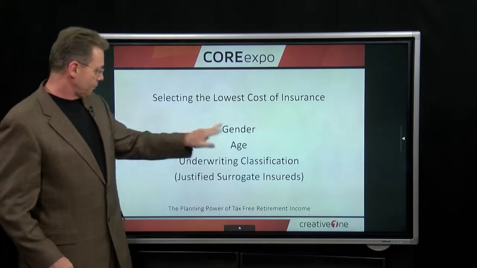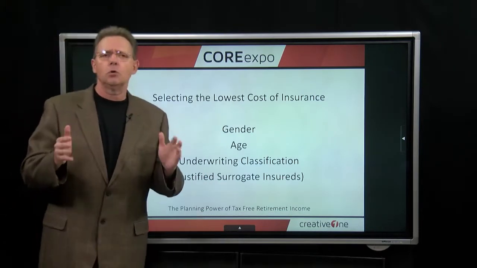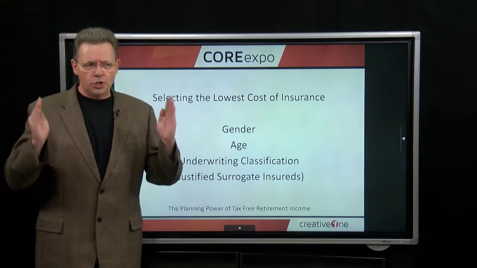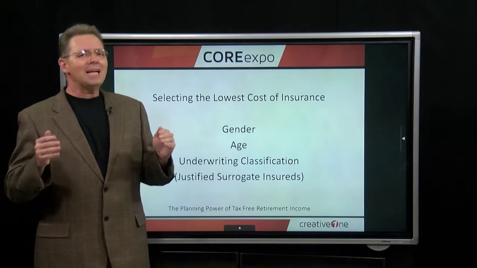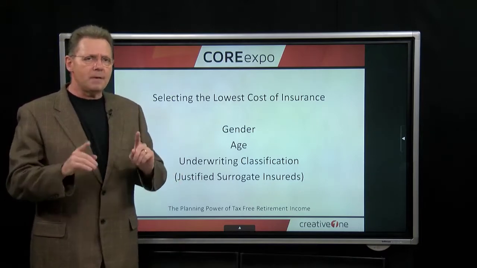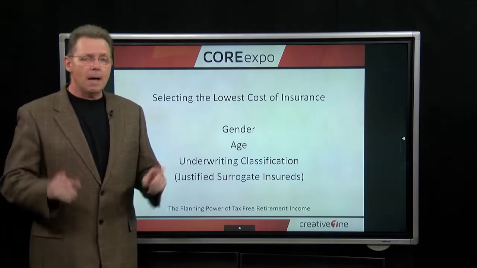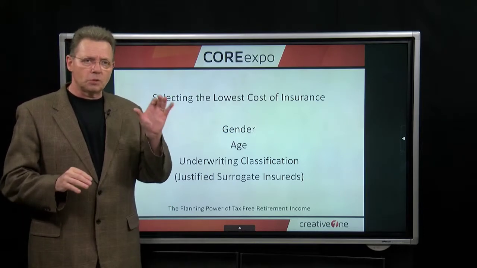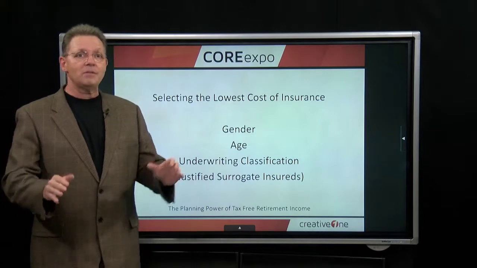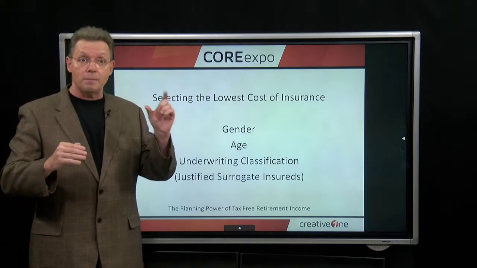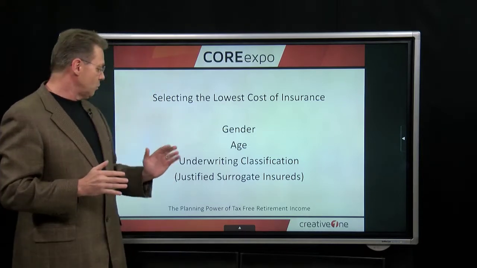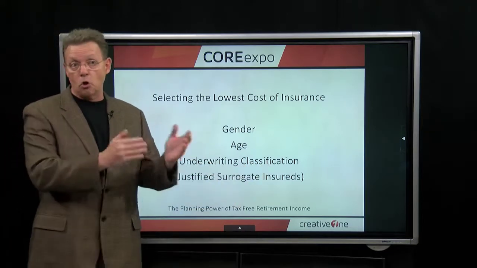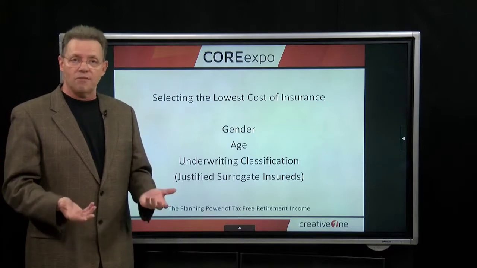Now, when I'm selecting the lowest cost of insurance, I'm thinking about selecting the gender first. And in the last decade, in cases that I've been involved in, I have not written a male client. Why? Because I usually can find either the spouse, the female spouse, or maybe even somebody within their family, another female who has great health. All I have to do is remember that I have to have justification if I use somebody outside the marriage. So if it's a daughter, it's a son, I just have to justify the insurance.